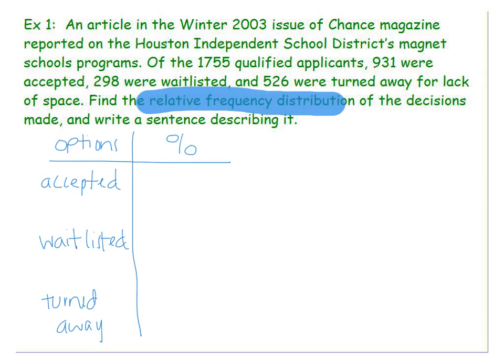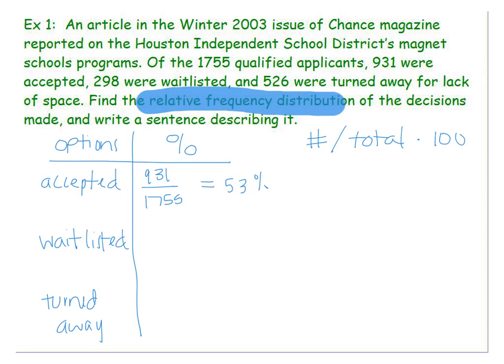Well, how many people were accepted? If you go back and look, it said 931 were accepted. Well, how do you turn raw numbers into percentages? The easiest way is always the number divided by the total times 100. So accepted, we will be taking 931. We will be dividing it by the total of 1755. And then once we got that, we would multiply it by 100. And I get roughly, and I'm just going to round to the nearest whole percentage, 53%.